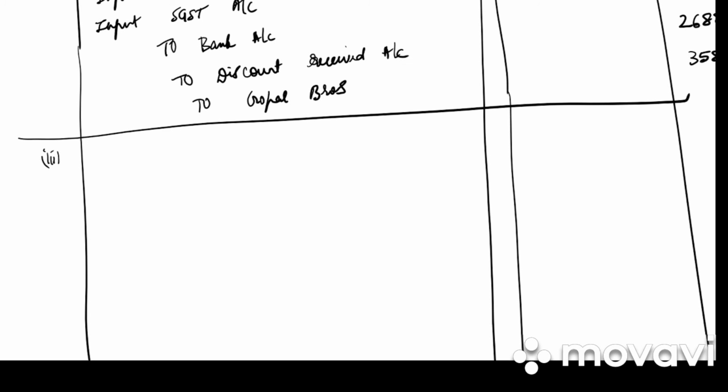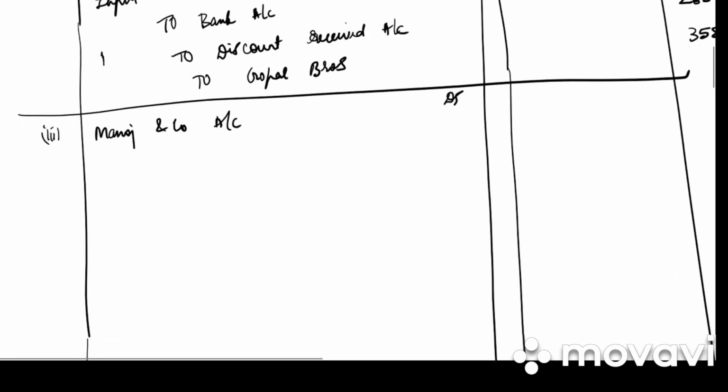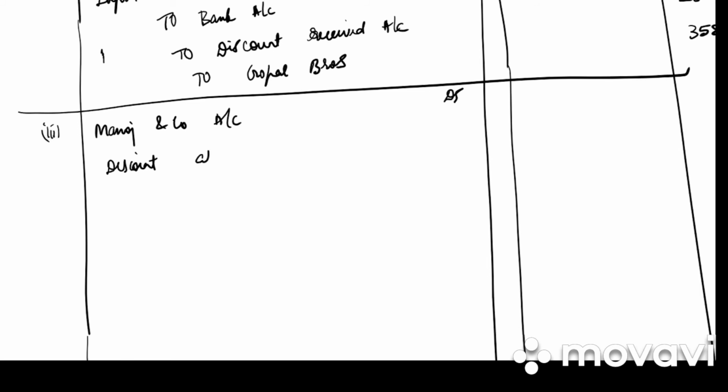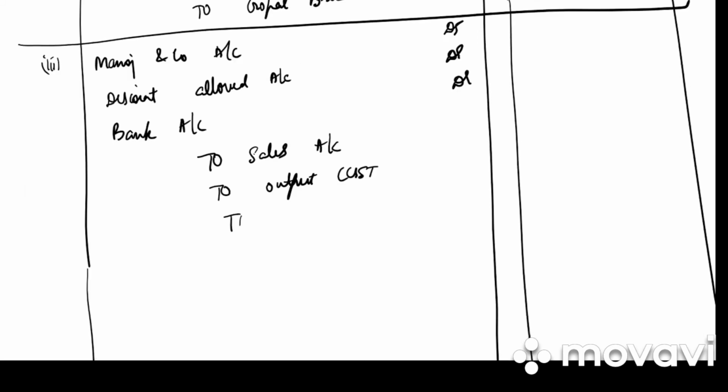Sold goods to Manoj and Co. of the list price 2 lakh less trade discount. So Manoj and Co. account debited, and 4% cash discount, and received 40% by check. So it will be, in this case, Manoj and Co. account debited, discount allowed account debited, bank account debited to sales account, to output CGST account, to output SGST account. So what is the total sales?